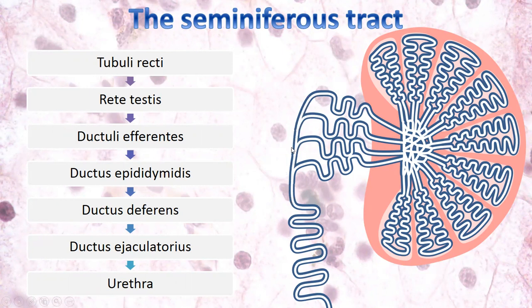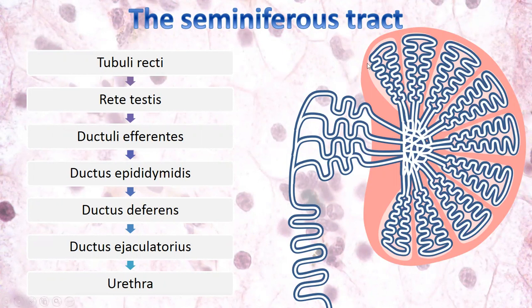It's formed by a special duct. It's coiled, and after it, it's continued by ductus deferens, which is opened into ductus ejaculatorius, and it's opened in urethra, which carries spermatozoa to outer environment. And let's talk about them step by step.